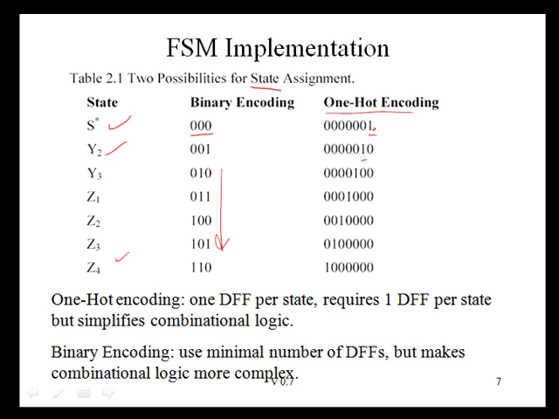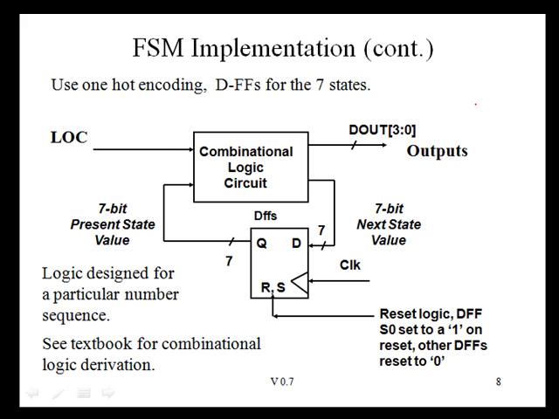In state S0, this flip-flop would be on. In state Y2, that flip-flop would be on. In state Y3, this would be on. This would require 7 flip-flops. If we use one-hot encoding, we use more D flip-flops, but it simplifies the combinational logic. Binary encoding is going to use the minimum number of flip-flops, but makes the combinational logic more complex. The textbook uses the one-hot encoding method, which means we're going to have 7 flip-flops for the 7 states. If you want to see the combinational logic derivation, see the textbook.